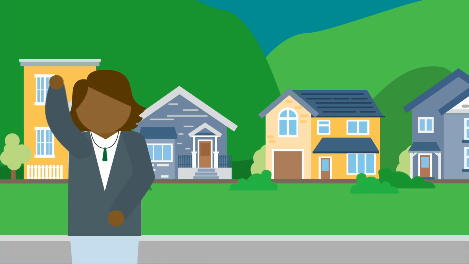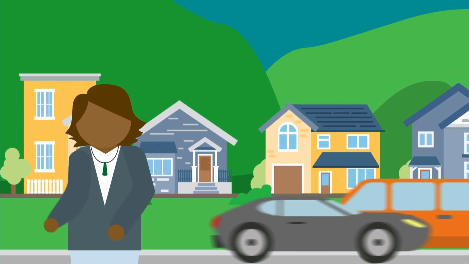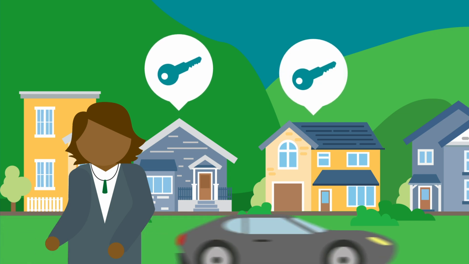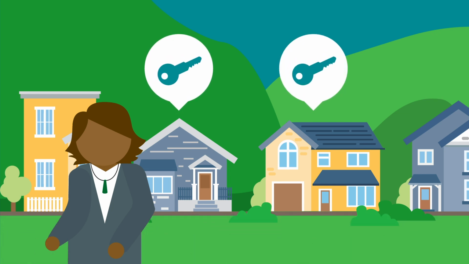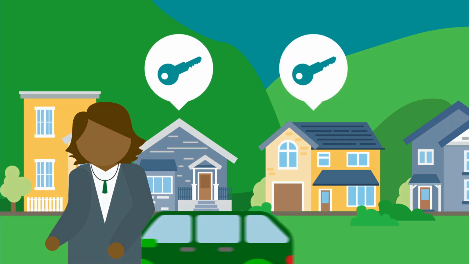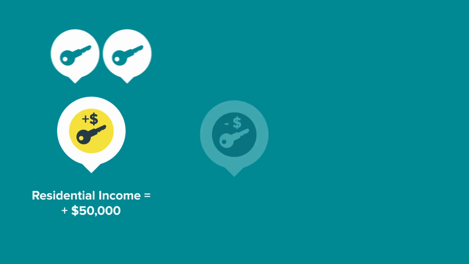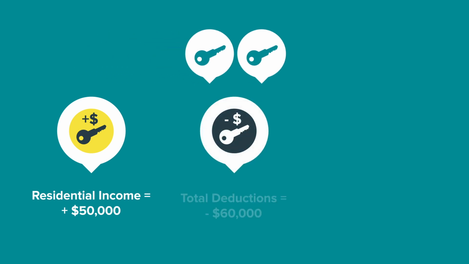This is Amelia. In the 2019 to 2020 year, Amelia owned 2 residential rental properties and earned a salary of $85,000. She decides to treat the properties as a residential portfolio. Amelia earned $50,000 in rental income from both the properties. Amelia's deductible expenses for both the properties totaled $60,000.